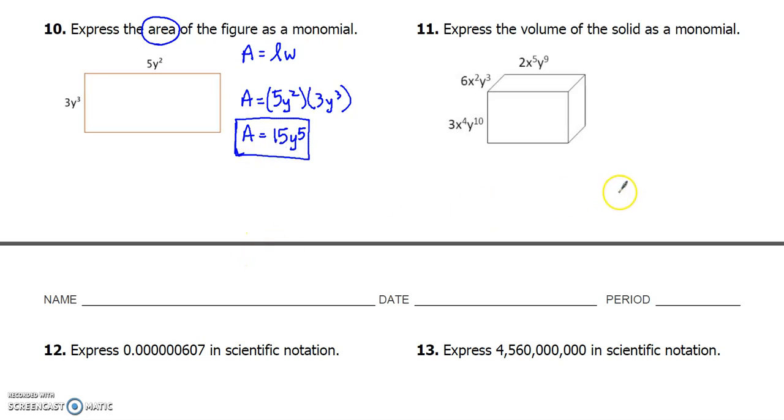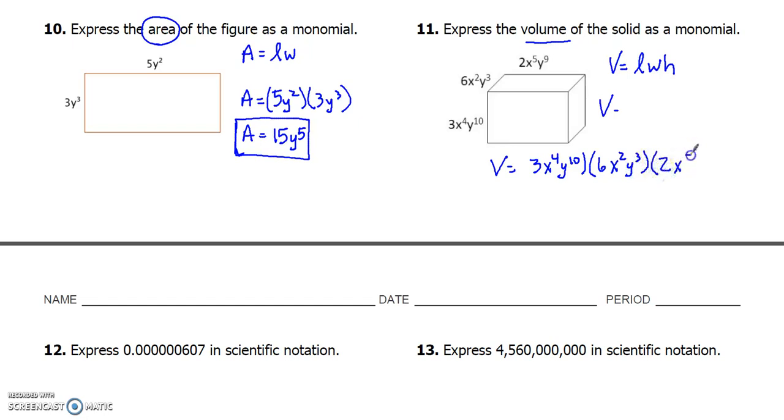Okay, so number 11 says express the volume of the solid as a monomial. Again, as one term, sorry. So the volume is just length times width times height. So I will multiply all three sides. So I will have, let me do it down here, 3x to the 4th y to the 10th times 6x squared y cubed times 2x to the 5th y to the 9th.